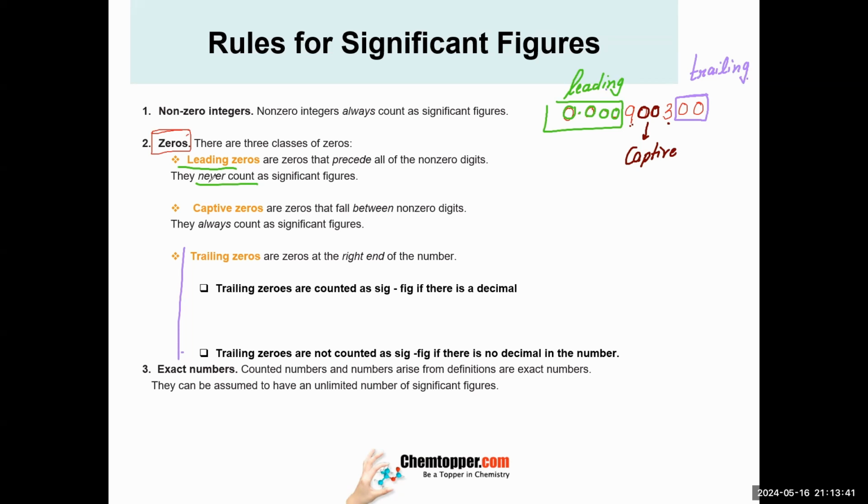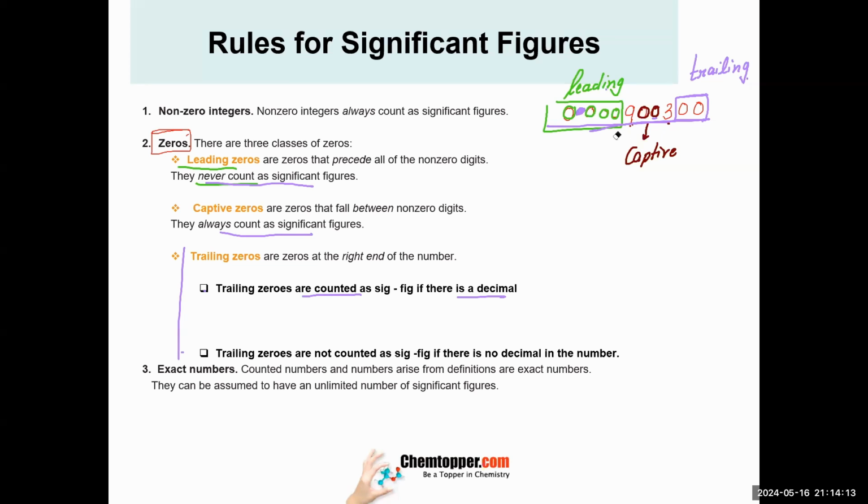Leading zeros are never counted. Very clear. Captive zeros are always counted. Always. Very clear. Trailing zeros, two scenarios. One, they are counted if there is a decimal. Like in this number, do we have a decimal? Yes, there is a decimal here. You can see this decimal. So your trailing zeros are counted here.